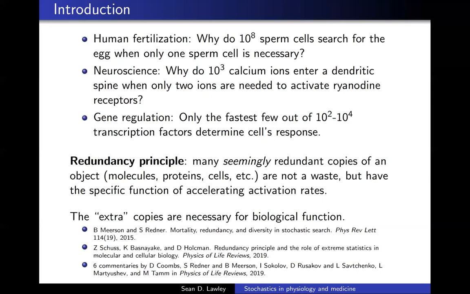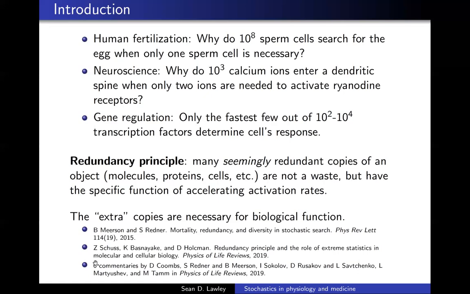But what you need is a very, very large number of searchers so that one of them will be fast enough. That's kind of the idea. There are some references here at the bottom, where they formulate this idea. It's a nice paper in PRL, the first one by Meerson and Redner, looking at this in a model of human fertilization. And there's this nice review by Schuss, Basnayake, and Holcman in Physics of Life Reviews.